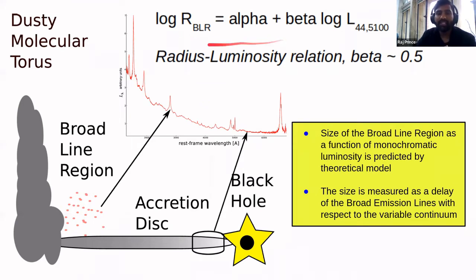This relation is called the radius-luminosity relation, and it has parameters alpha and beta as free parameters. If we have a large number of sources, and we can measure the time delay or R_BLR for them, and we know their luminosity, then we can make this kind of relation, which is used to describe these quasars in the radius-luminosity relation.